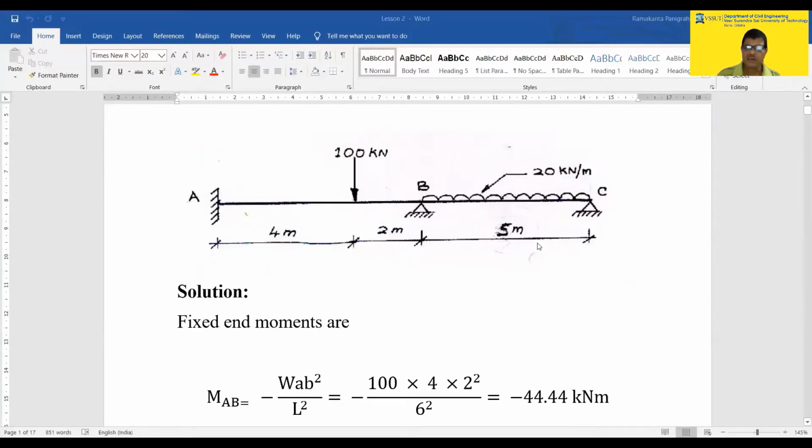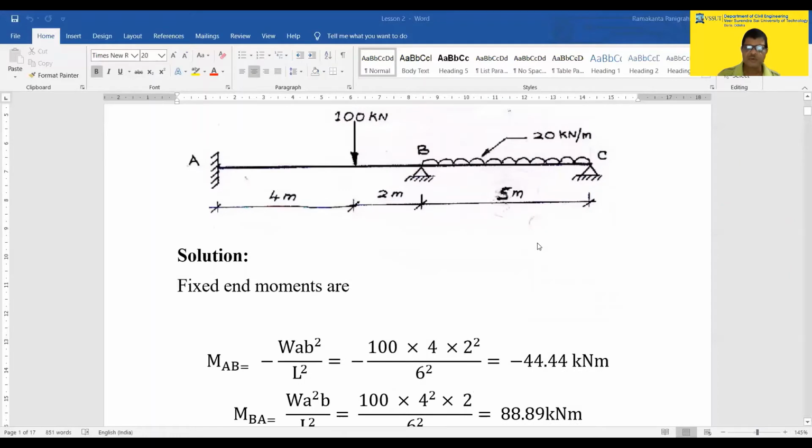The first step is we have to consider each span as fixed. So you can consider span AB is fixed, span BC is fixed. For each fixed span, see what load is acting. We have already discussed in the last class how to calculate the fixed end moments. The standard formulas are available to calculate these fixed end moments. So assuming that span AB is fixed, span BC is fixed, and the load is applied on the span, we can calculate the fixed end moments.